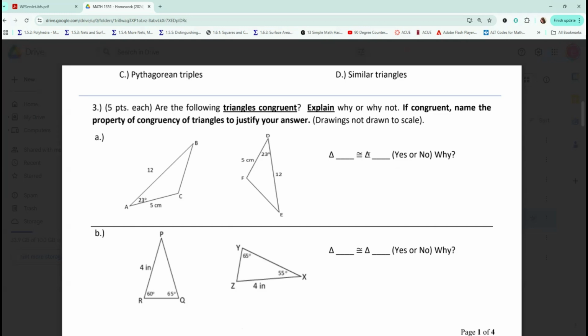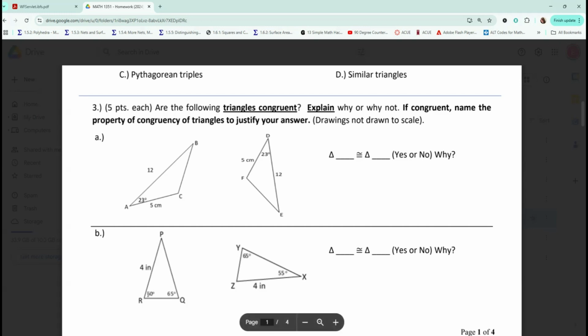That's first. The second part is to explain why or why not. So you're going to say the triangles are congruent by, I don't know, angle, angle, side of triangle congruency. Or the triangles are not congruent, because they don't give me enough information to determine the congruency. Whatever it is. Now remember that I may not give you all the information.